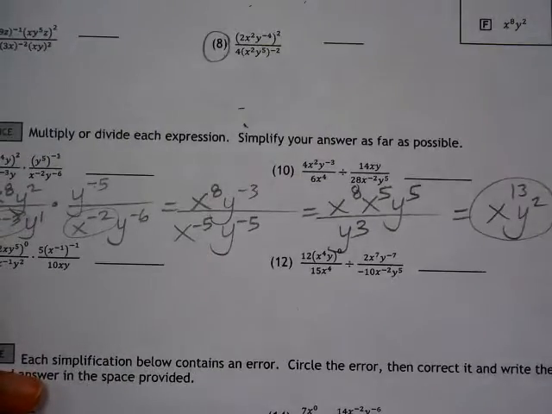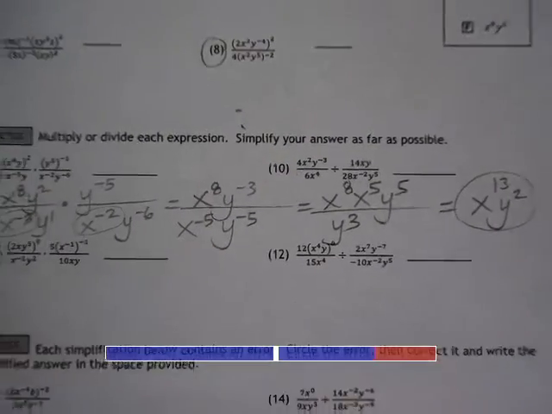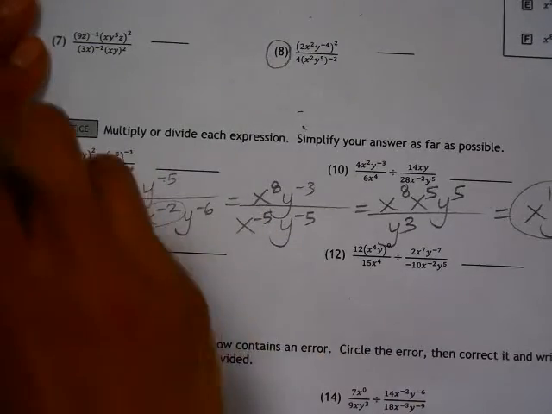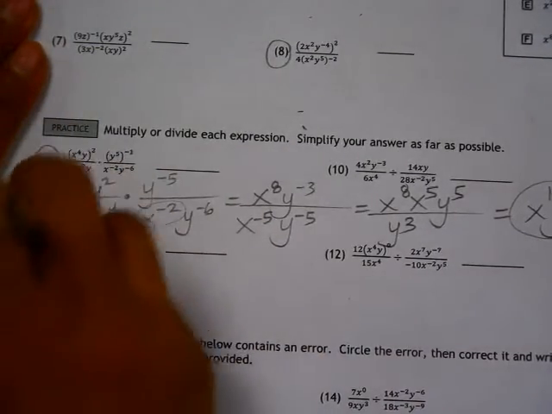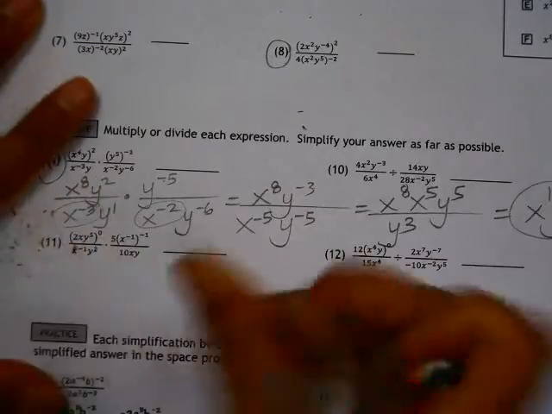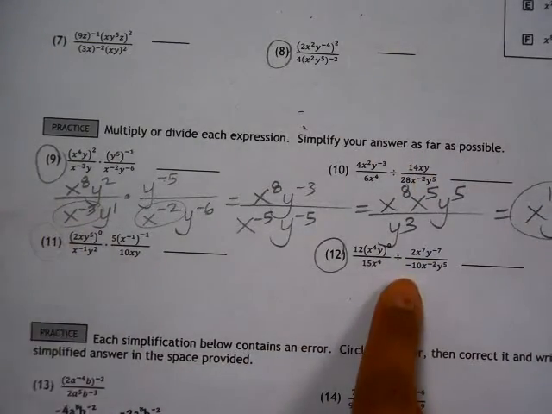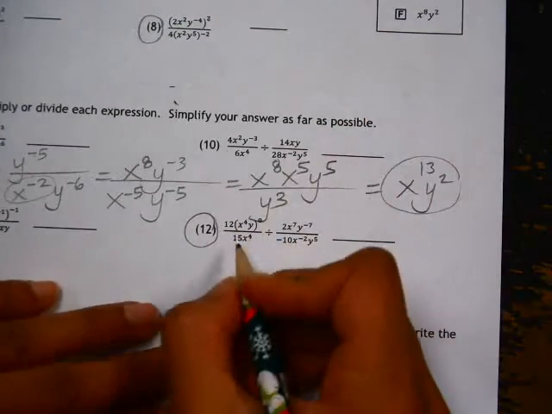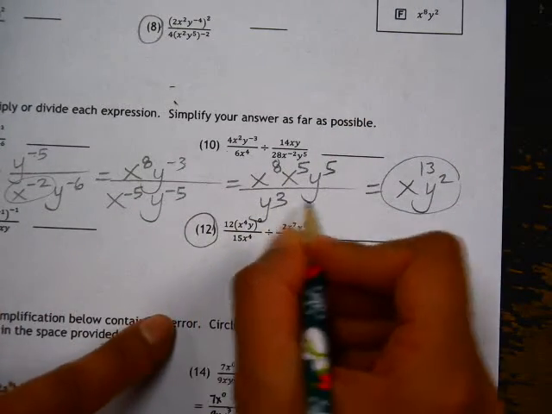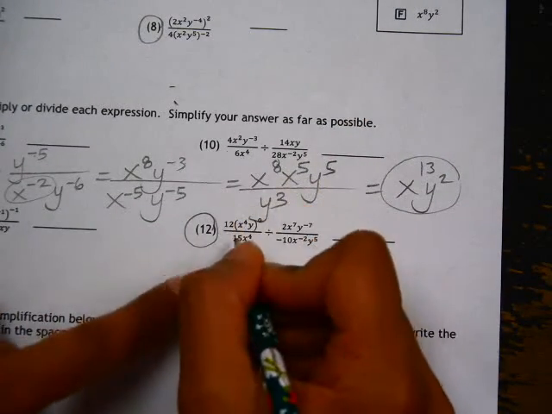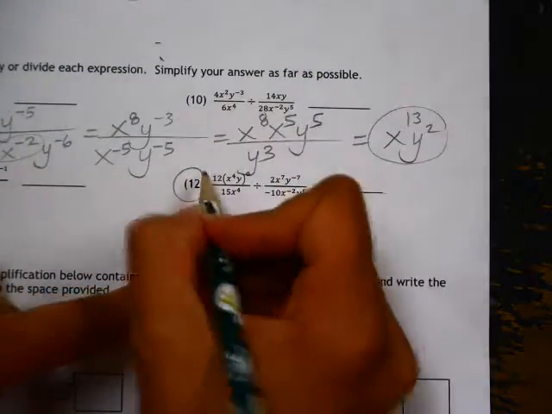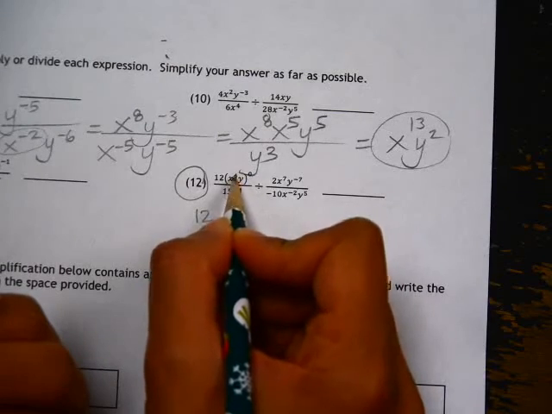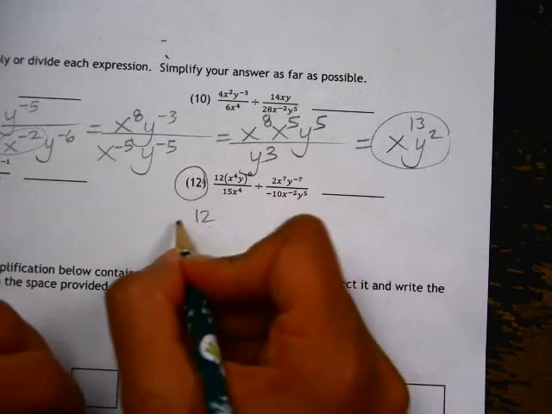Alright, looking at number 11, actually, instead of 11, since that's also a multiplication problem, let's look at number 12, since it's division. So if you have a division of two fractions, we need to change it to multiplied by the reciprocal. So let's start simplifying here. Anything to the 0 is equal to 1. So this expression to the 0 is 1.